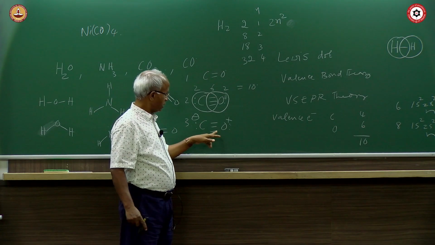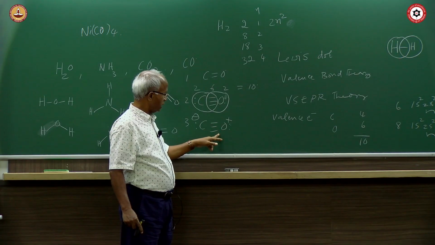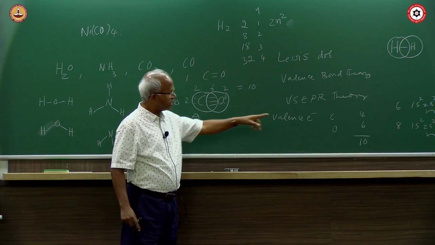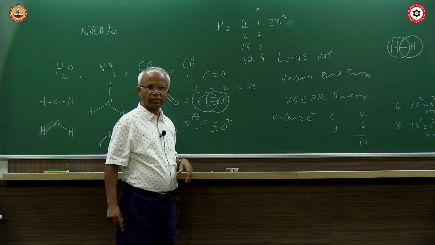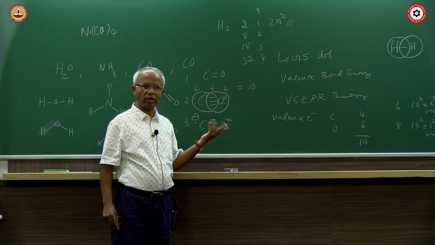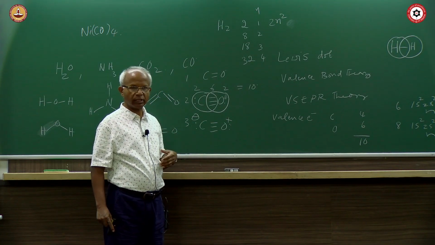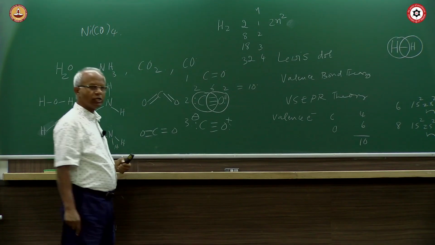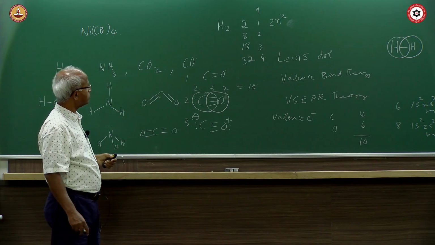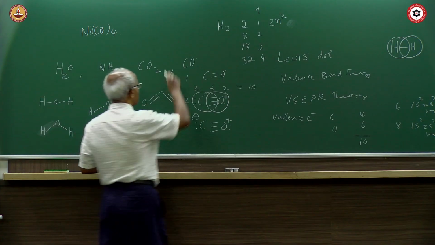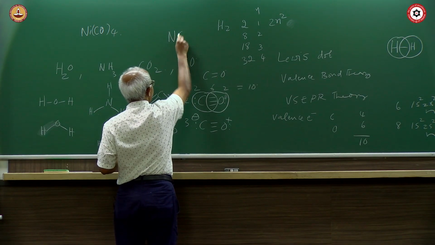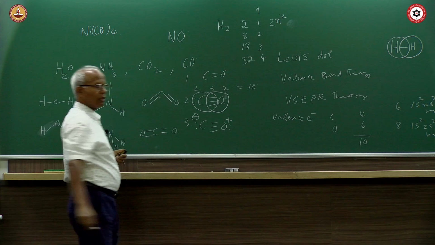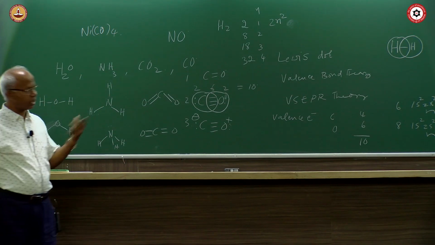And here similarly 1, 2, 3, 4, 5, but actually oxygen is 6. So there is a shortage of 1 electron, so it becomes plus. That's how it is written, right? Otherwise it is a neutral molecule. Similarly, you can write it down for nitric oxide. How do you write the Lewis dot structure for all these?